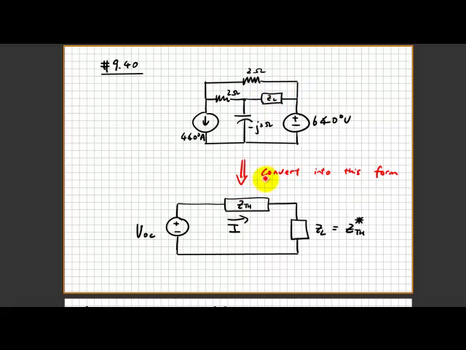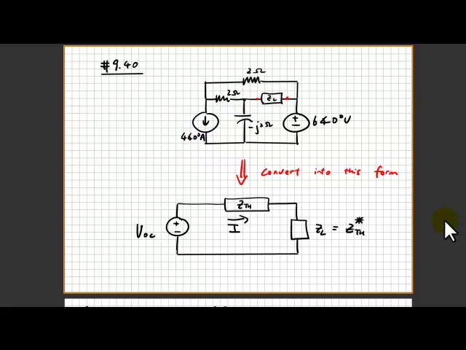I'm trying to highlight here, convert into this form, where the Thevenin equivalent circuit is the part you view from this terminal, and you have to see whether the sources in the figure should be shorted or opened. In this case, you have a current source and a voltage source. Eventually, the load impedance will equal the Thevenin conjugate in order to have maximum power output, and the voltage source has to be an open circuit in this case.